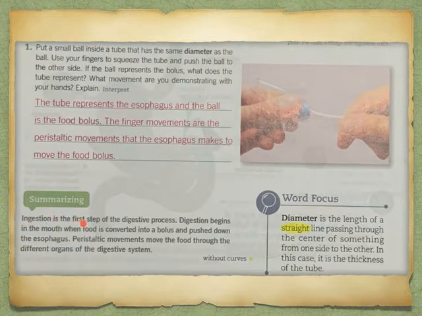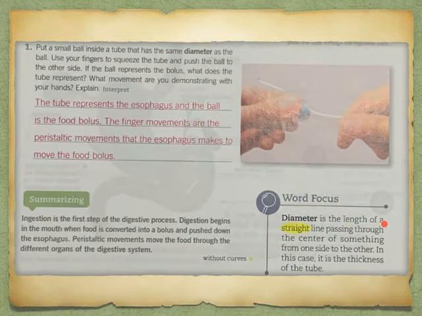Ingestion is the first step of the digestive process. Digestion begins in the mouth when food is converted into a bolus and pushed down the esophagus. Peristaltic movements move the food through the different organs of the digestive system.